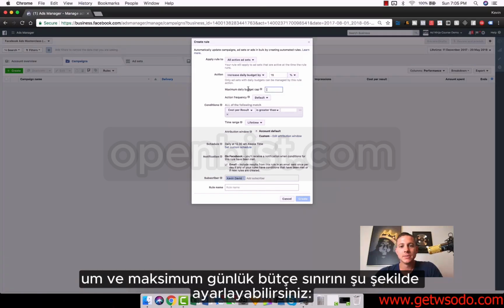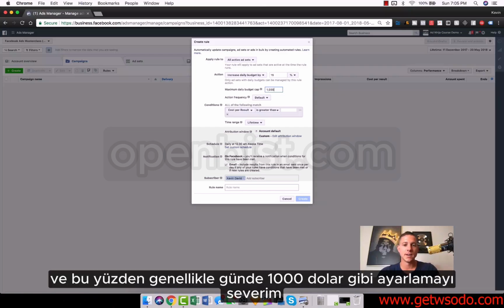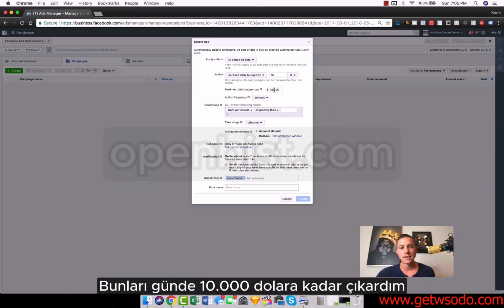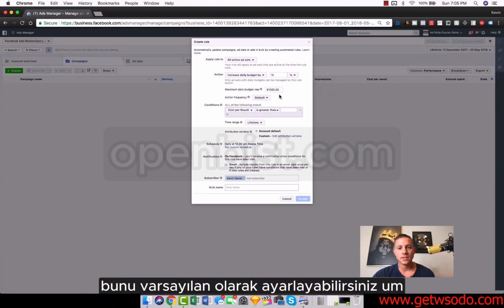And you can set a maximum daily budget cap, just so you don't turn this on and forget about it, and then all of a sudden it's spending like $1 million a day and you just can't afford that upfront cost. And so I usually like to set it at like $1,000 a day. And if you're a larger company or you have more ad spend, I've set these as high as $10,000 a day or even $100,000 a day. So the action frequency, you can set this to the default.